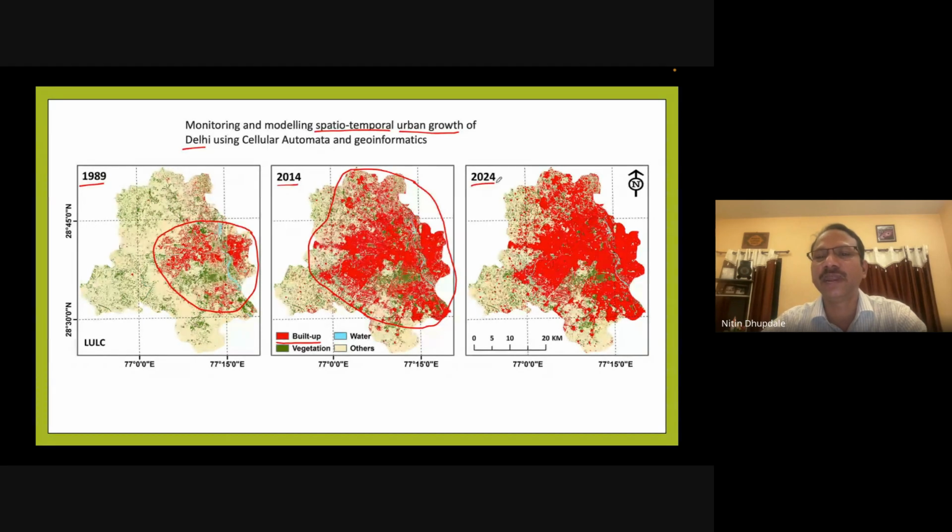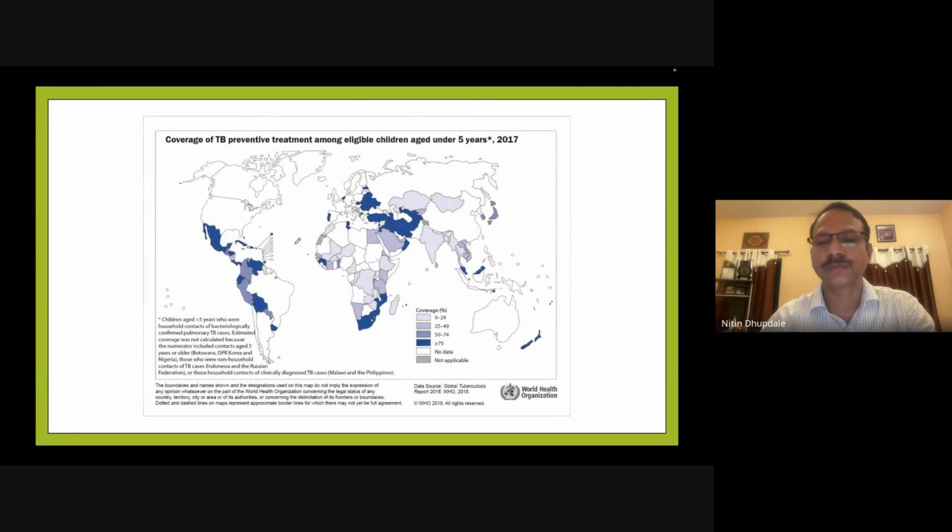Okay, and by 2024, they are forecasting that it is going to be quite a lot of urban growth. So this is how we can understand and see the time and the location of the events, and also we can do forecasting with the help of these maps. So this is TB preventive treatment among eligible children under 5 years in 2017. So this is a WHO map showing how the TB preventive treatment is taken up by various countries.